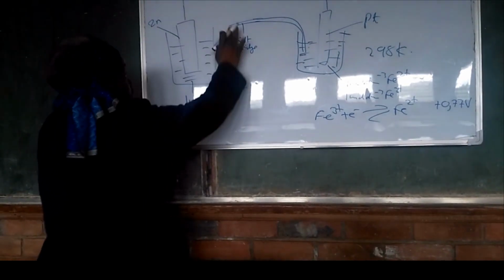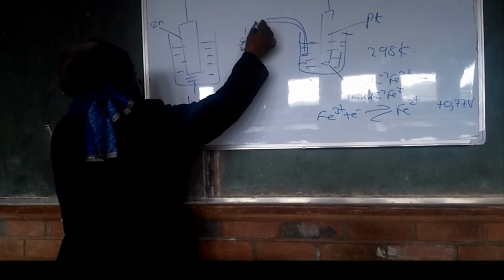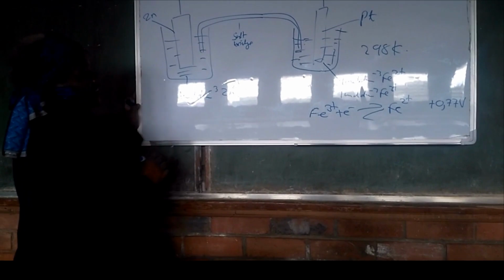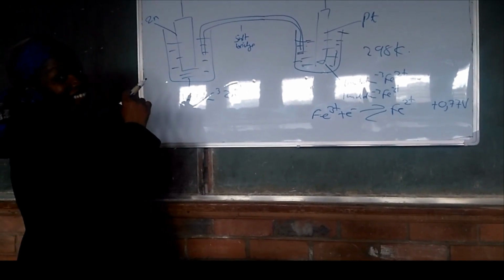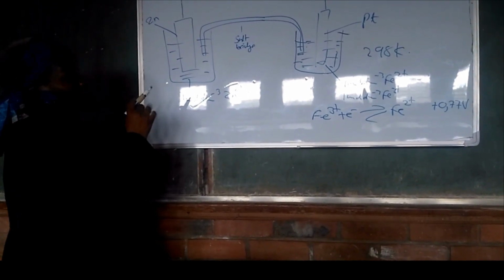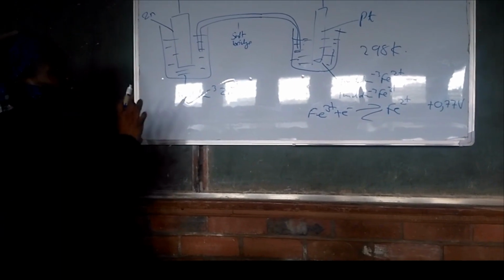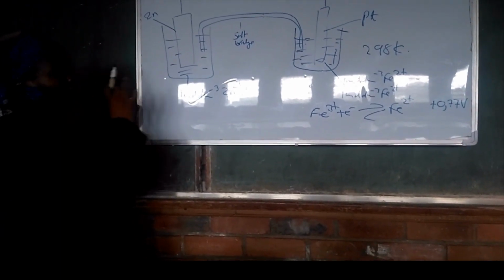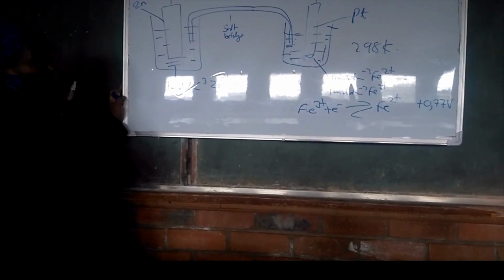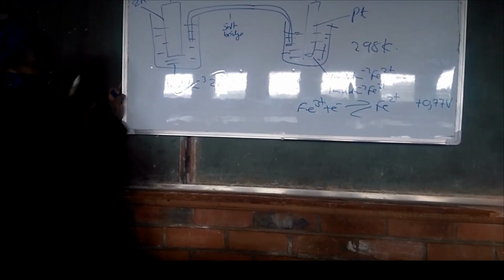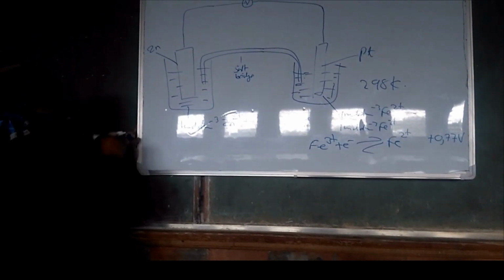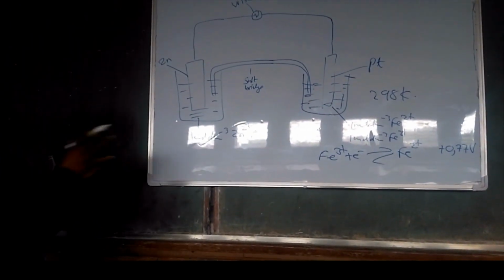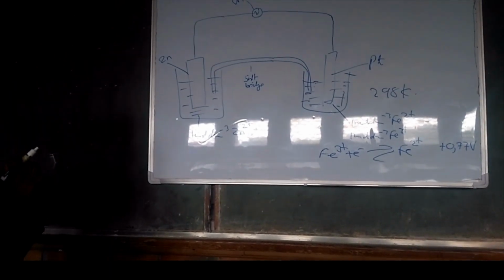And of course, we need our salt bridge. What's the function of the salt bridge? Food for thought, because it is always there. What purpose does it serve? What is it made of, the composition? Think about it. So, this is the cell that we've created.